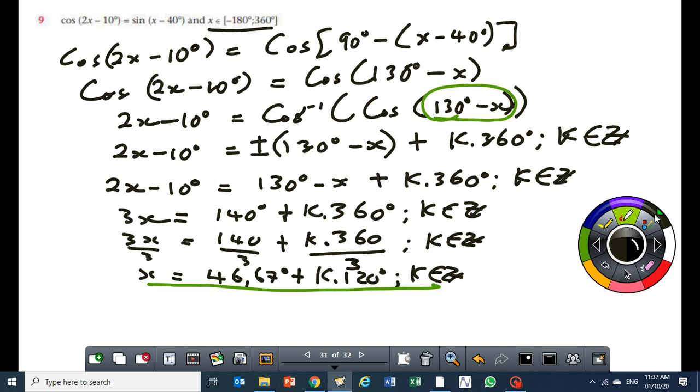So, let me do it here. I need more space. So let me go to the next page.